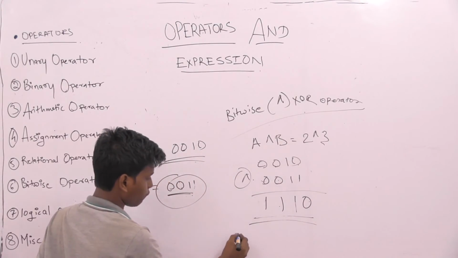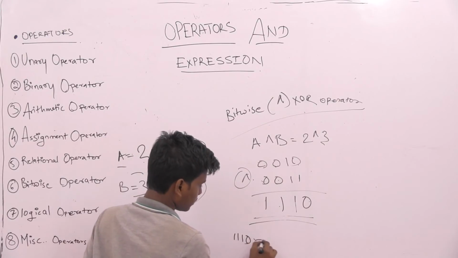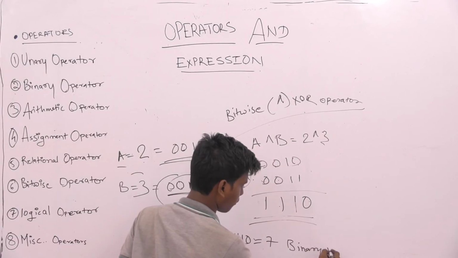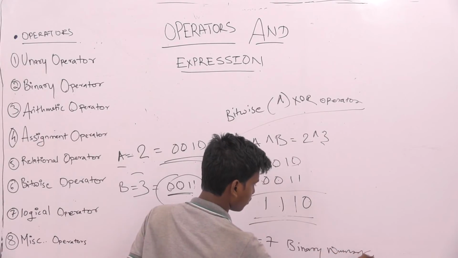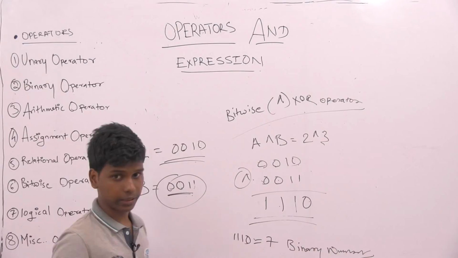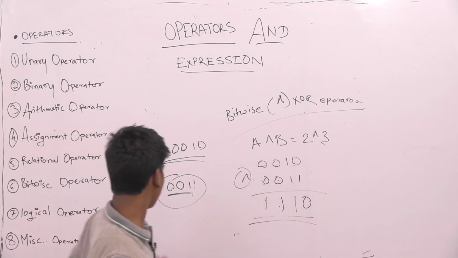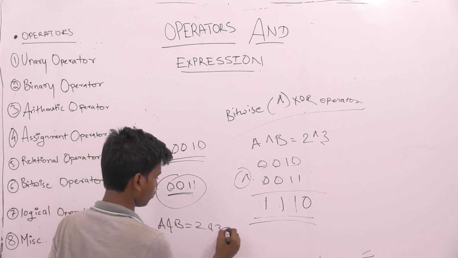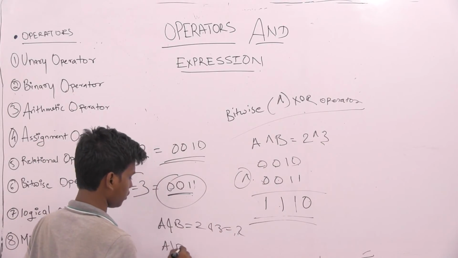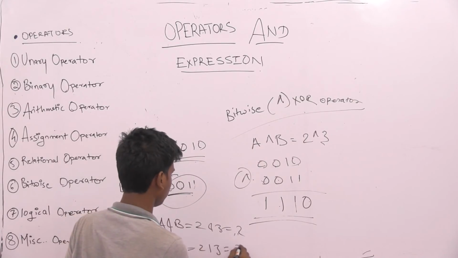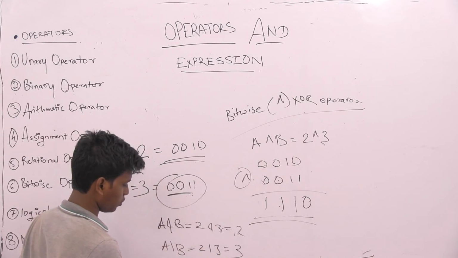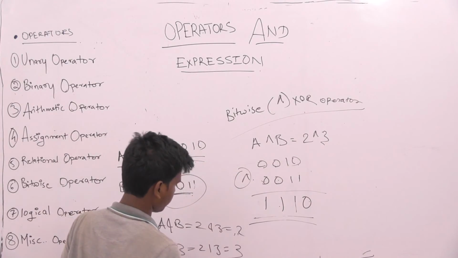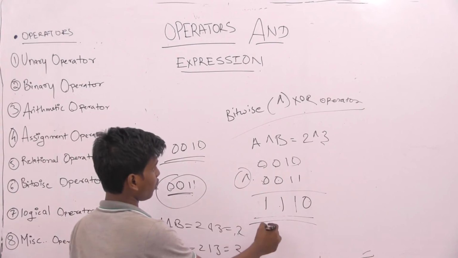तो 1 1 1 0 7 का बाइनरी नंबर है. तो हमने क्या देखा, A and B, 2 and 3 equal to 2, A or B, 2 or 3 equal to 3, and A XOR B is equal to 7. Similarly, we can do it for NOT operator also.